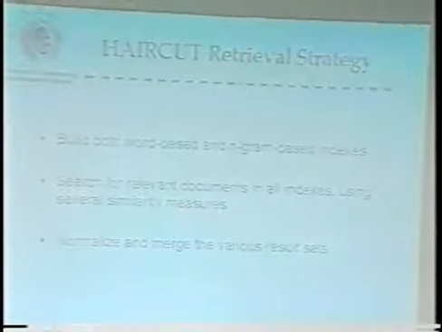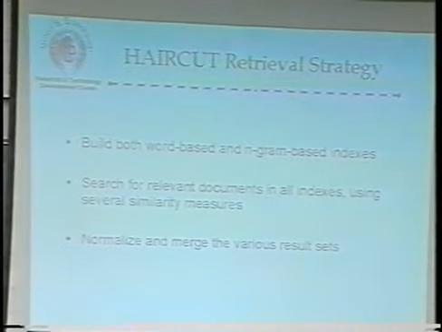Okay, so I'm now going to talk about combination of evidence, which is how we go about taking the results of several different runs using different indexing terms, using different similarity metrics, and put them together.